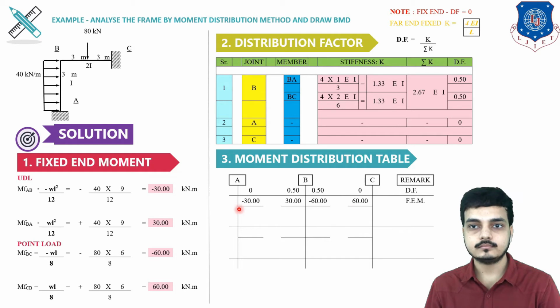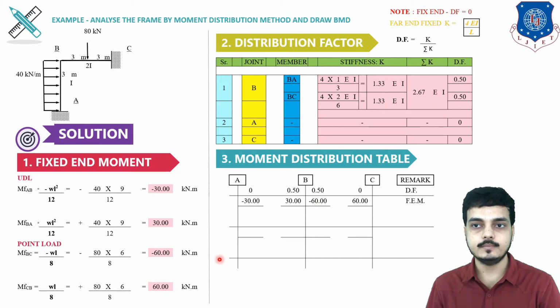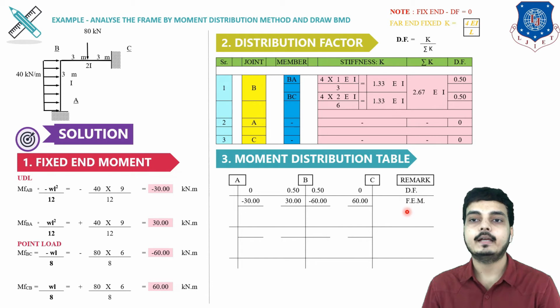Now the FEM. There are 4 FEMs. How to keep them and where to keep what? Let's see. Here will be MFAB and here MFBA: minus 30, plus 30. Here will be MFBC, which is minus 60, and here MFCB, which is plus 60. So we have just placed the distribution factor and FEM. Now our next step is to solve.